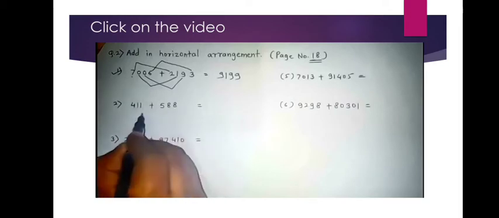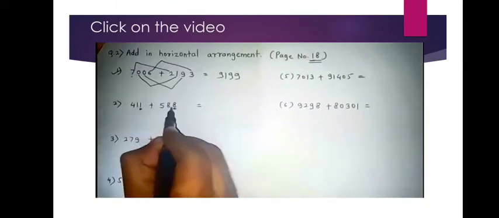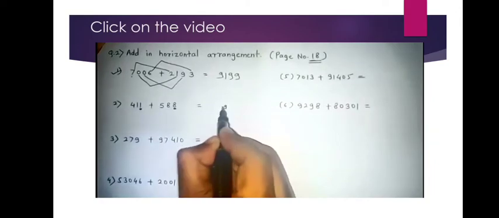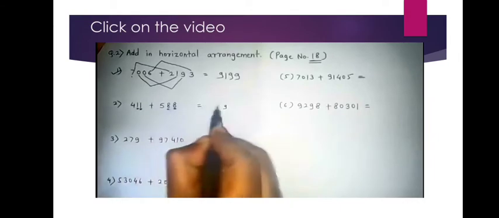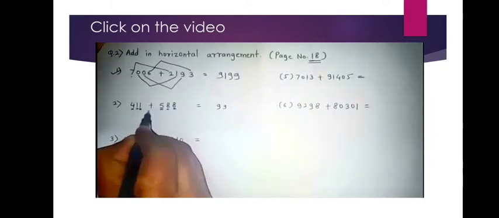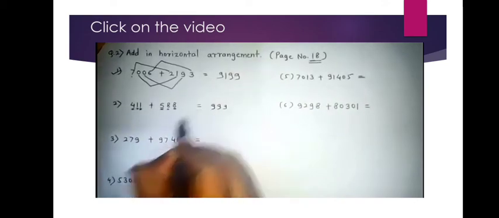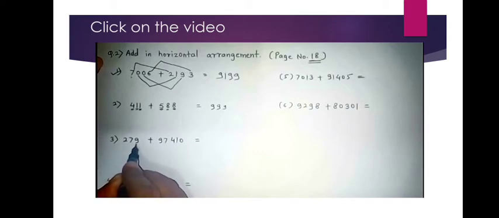Now moving ahead with our second sum. 411 and 588. Okay, so the numbers at units place, 1 plus 8. What is 1 plus 8, children? 9. 1 tens and 8 tens is 9 tens. And 4 hundreds and 5 hundreds is 9 hundreds. So it is 999.